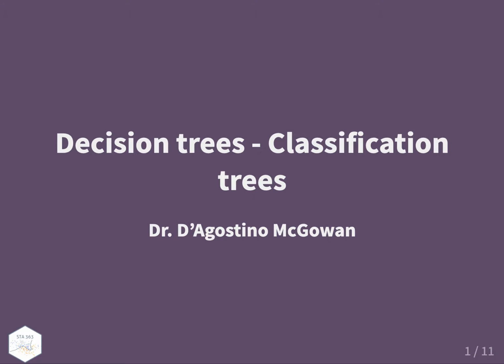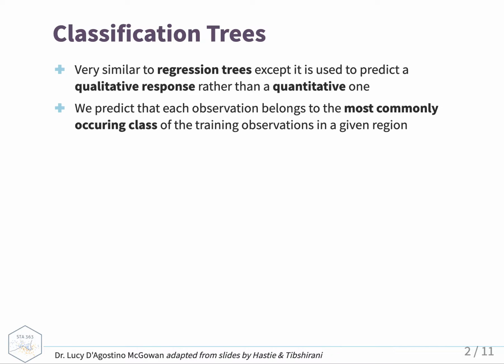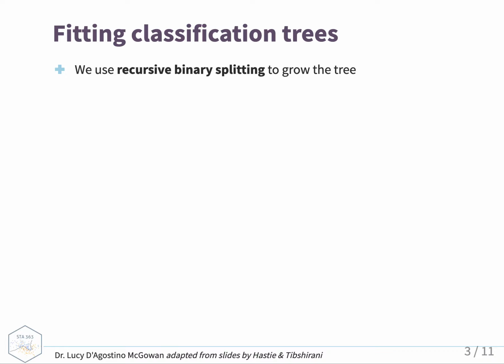So let's talk about a different type of decision tree, a classification tree. Classification trees are really similar to regression trees like we've been talking about so far, except classification trees are used to predict a qualitative response instead of a quantitative response. Now our outcome, our y variable, is qualitative, so categorical, instead of being quantitative, like numeric. And so now we're going to predict that each observation belongs to the most commonly occurring class of the training observations in a given region.